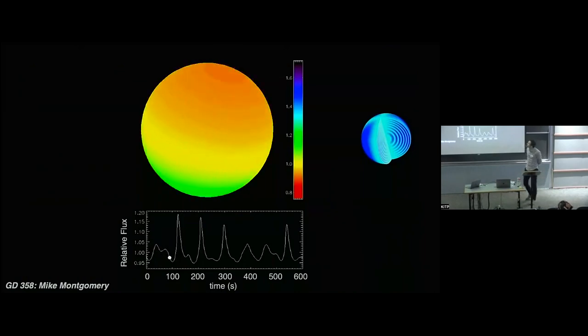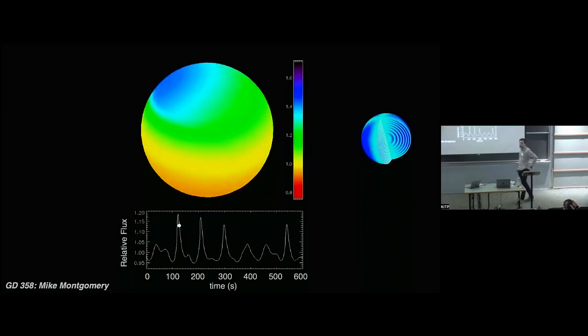But I love this movie from Mike Montgomery. This is showing what you'd see if you could resolve the surface of a pulsating white dwarf. You'd constantly see temperature variations coming and going at a bunch of different periods. And so we often work in light curves with pulsating white dwarfs. So this is time in seconds, and this is how much brighter the star is getting. At certain phases, GD358 is getting 15–20% brighter, and it's on a time scale of a few hundred seconds.